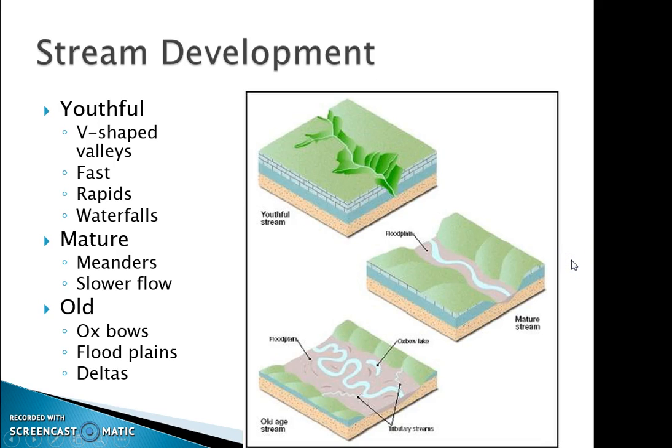Streams on the surface. So water that doesn't necessarily go into the ground, but that runs off the surface. A youthful stream, you get those V-shaped valleys. It's very fast. It has a lot of rapids, a lot of waterfalls. It is curving downward with steep slopes on either side. Okay?